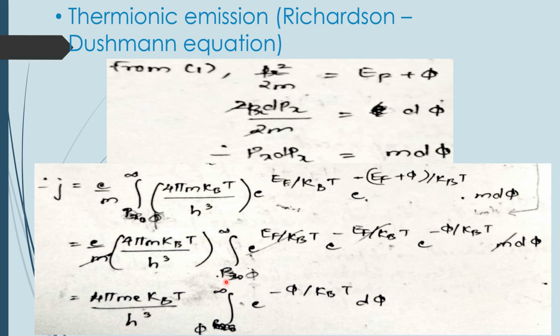px0 is the minimum momentum required for the electron to escape, and corresponding to that the minimum energy required is phi. So both these will cancel out. M will cancel out. So what we get is 4 pi e m kt upon h cube integration of e raised to minus phi by kt d phi with limits phi to infinity.